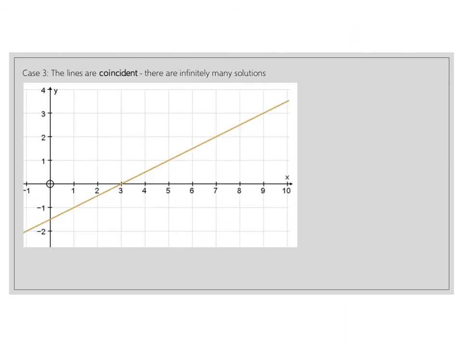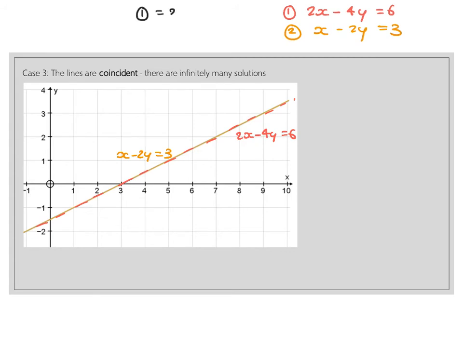Now, the third case, you can't see the first line because the two are actually superimposed. But if we could, it would be a red line, essentially, lying on top of this gold line here. So the red line is 2x minus 4y equals 6. The gold line, which you can see, is x minus 2y equals 3, and that's equation 2. Now, what can you say straight away? Looking at those, they're the same equation. One is simply the double of the other. So equation 1 is equal to 2 times equation 2, but essentially they are the same thing.